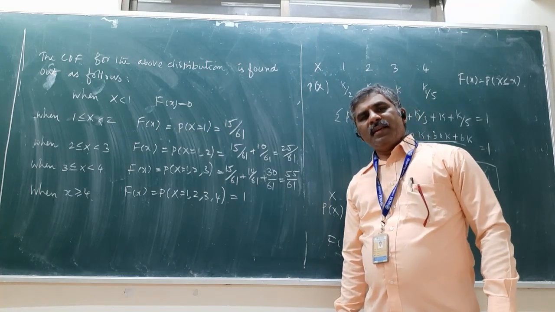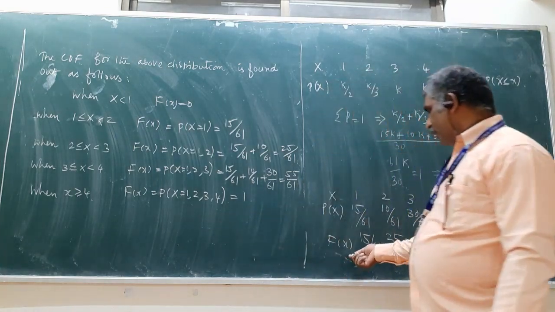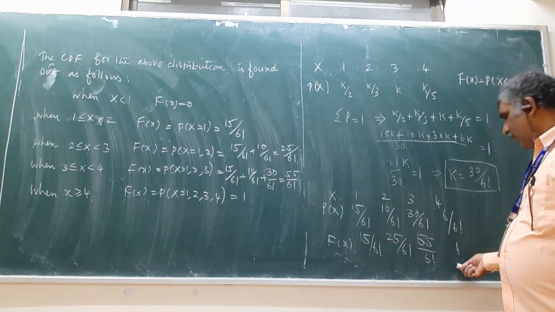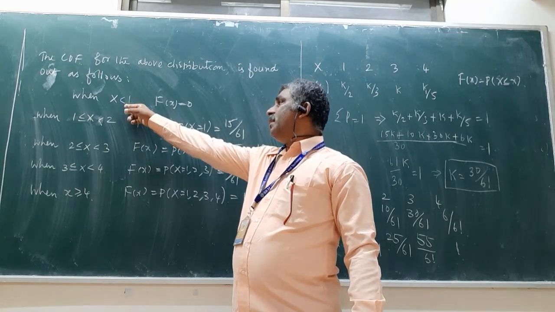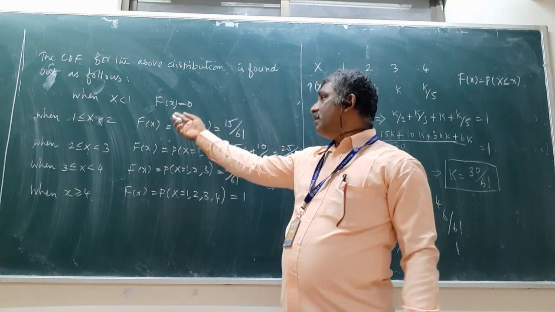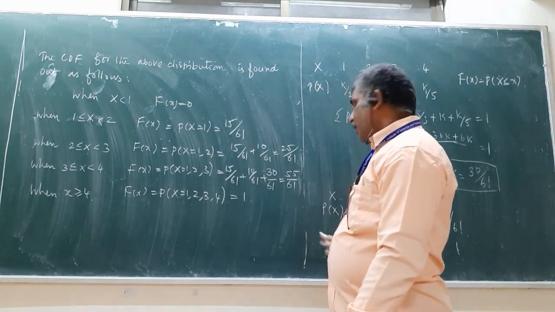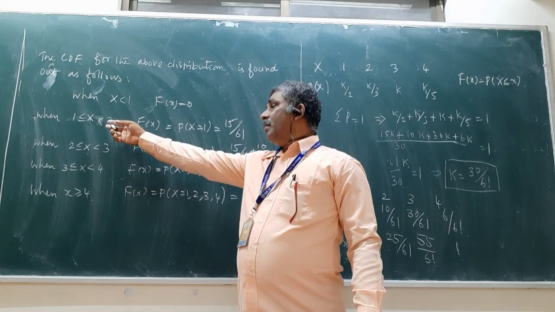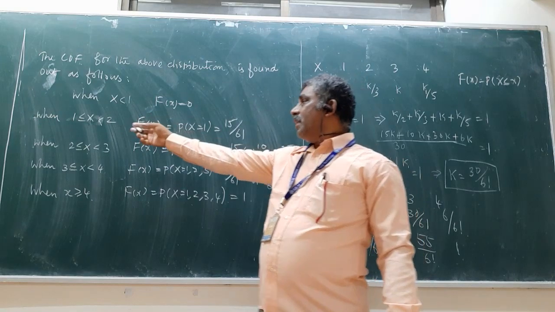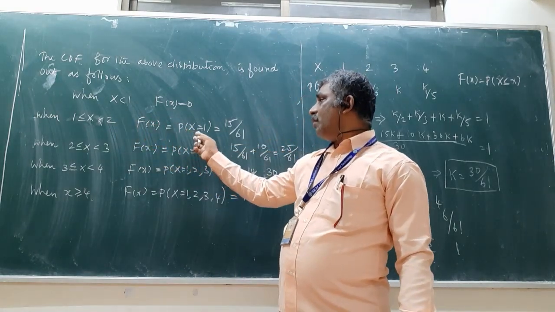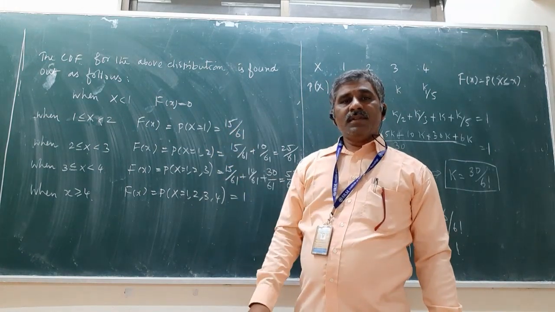We can write the CDF in another format also. Simply, we can write the CDF like this. When x is less than 1, there is no value, therefore the cumulative frequency is 0, the x values have not started yet. When 1 is less than or equal to x less than 2, in this interval F of x has only one value, probability of x equal to 1, and that value is 15 by 61.